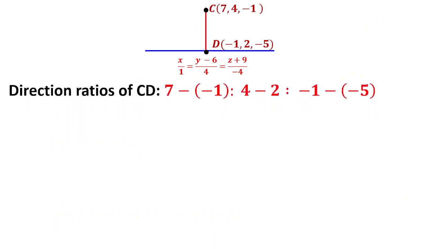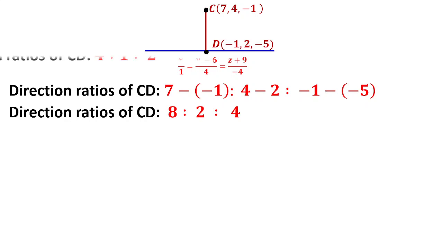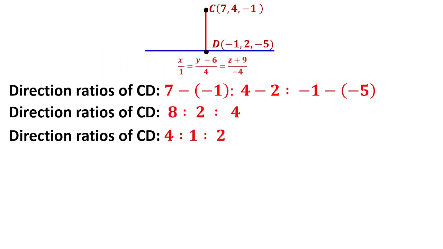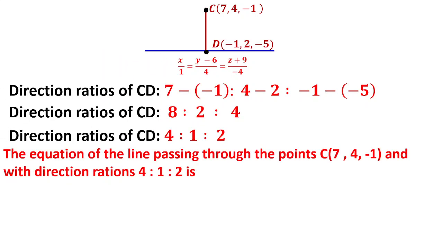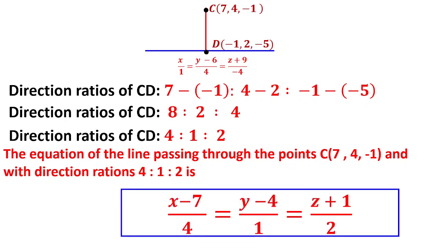How to get the equation of the CD? You have the direction ratios now, 8, 2, 4, which can be written as 4, 1, 2. Then for the equation, you can take any point. Either you take 7, 4, minus 1 or minus 1, 2, minus 5, and you can write the equation as x minus 7 by 4, y minus 4 by 1, z plus 1 by 2. In the exam, they may ask you the equation of CD. Otherwise, they may ask you the length of the CD. Anything they can ask. If they ask the length of the CD, all of you know, you can use the distance formula and you get the CD.